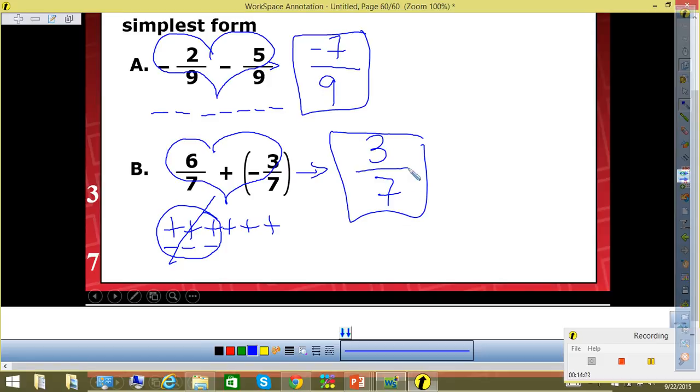Now, if you can, after that, you reduce it. But if you can't, you can't. On this one, you can't reduce anymore. Si pueden reducir después de eso, reduzcan, pero si no, no se puede, y así lo dejan.